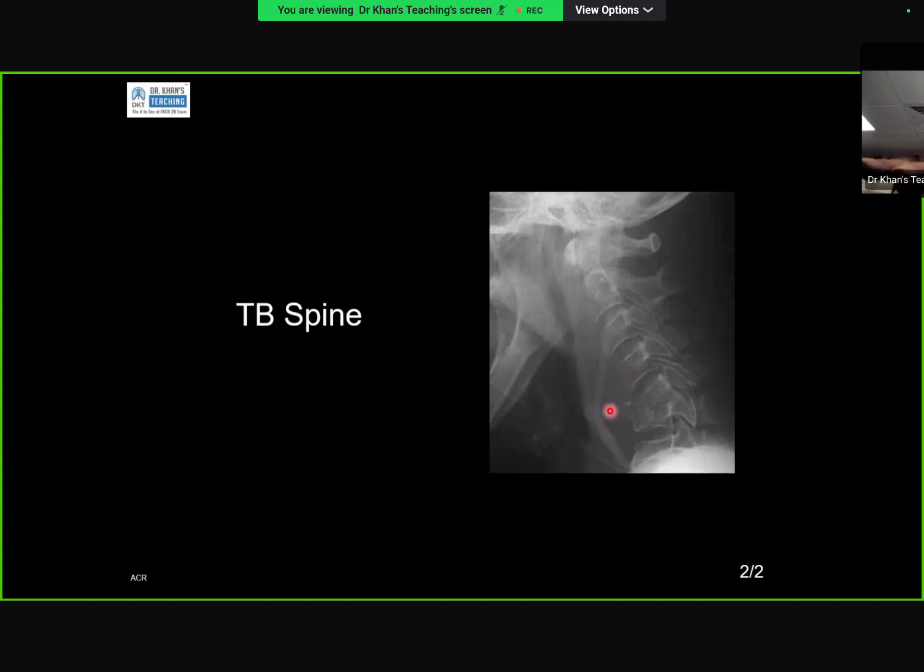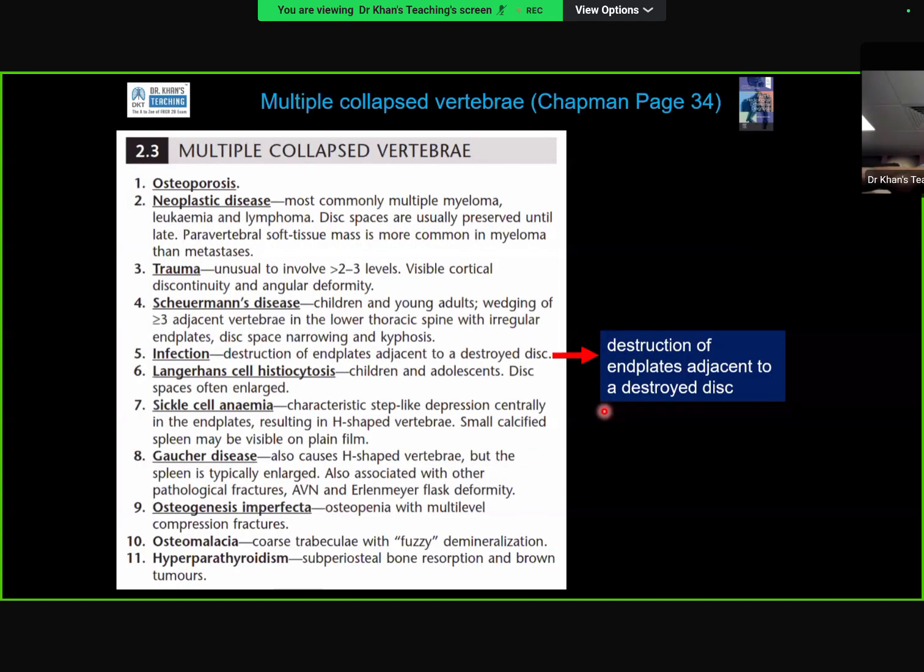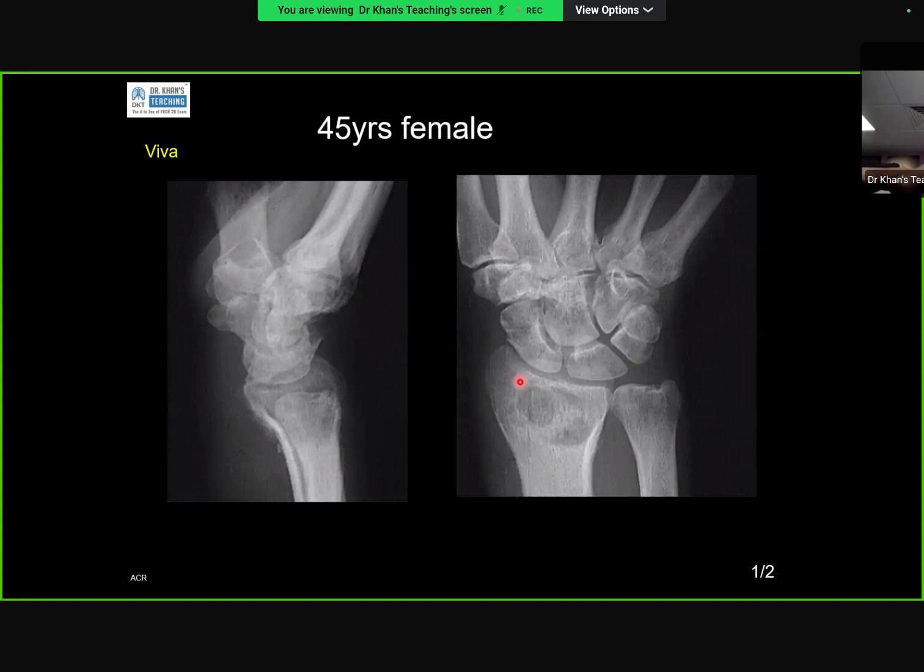So this case was TB, but I'm not expecting you to call it a TB. Just call it infection, that is fine. And the key finding is that the intervertebral disc is also destroyed. This is the differential in your book, multiple collapsed vertebra. Of course, our case was a single collapsed vertebra.